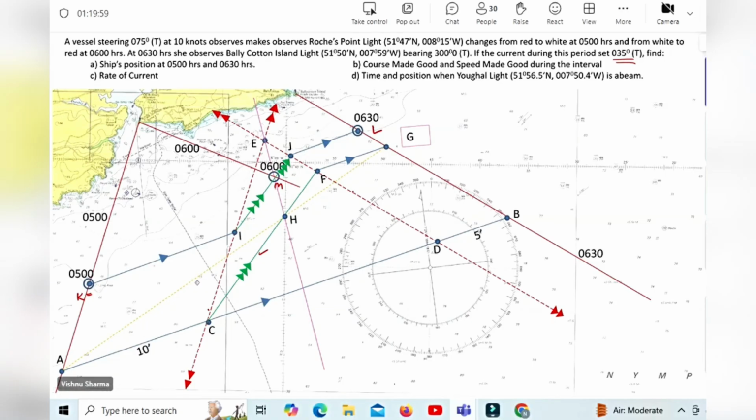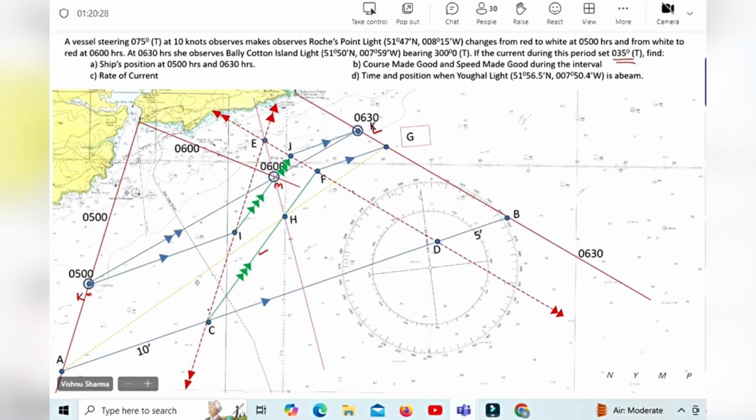All the fixes are on which line, guys? Of a vector triangle, the fixes are on which line? Ship's position is on which line? Made good line. So if you join them, that will give you the CMG, and all these three positions have to come in a straight line, obviously. If you join 5 o'clock to 6:30, it should automatically by default pass through 6 o'clock fix.